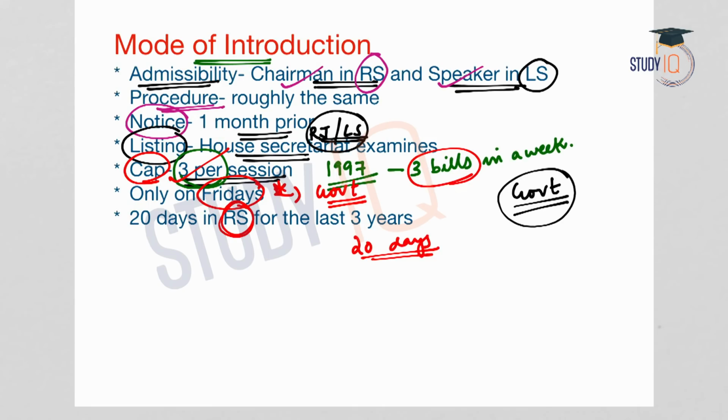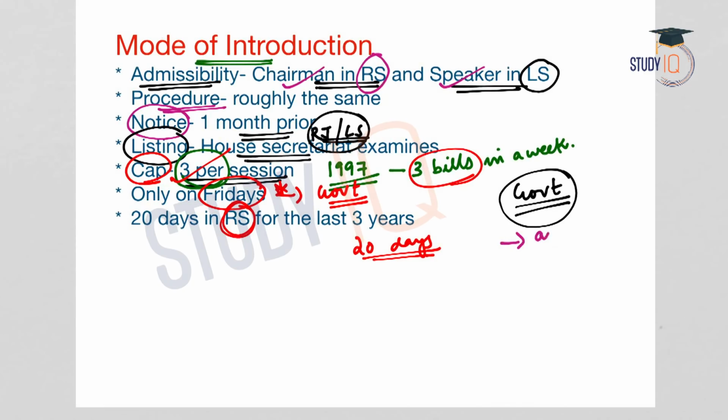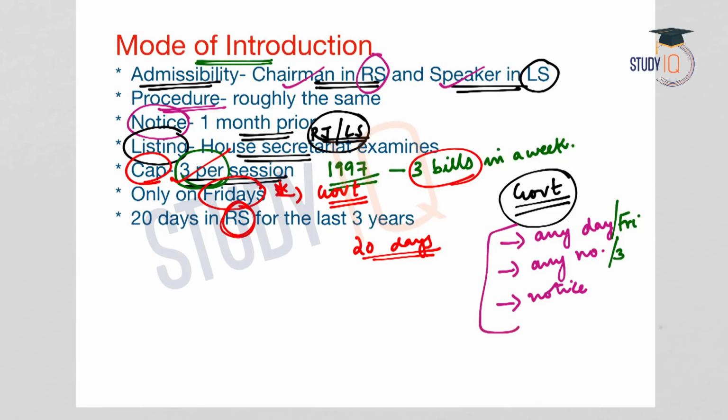So a government bill has certain advantages or an upper hand in the parliament compared to the private members bill, because the government bill can be introduced any day, and any number of bills can be introduced in one session of the parliament. Private members bill is limited to 3 and only on Friday it can be introduced. In the government bill there is no need for prior notice, or the 1 month notice is not required. So from all this we understand that the government bill has a preference in the parliament.